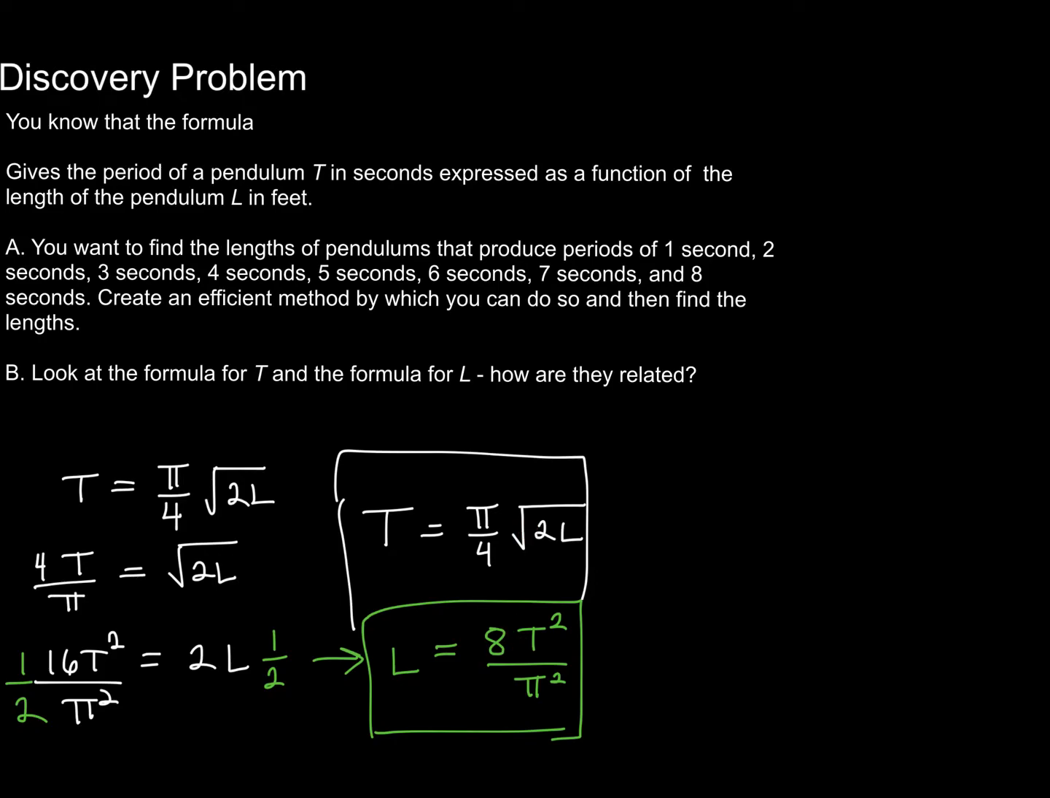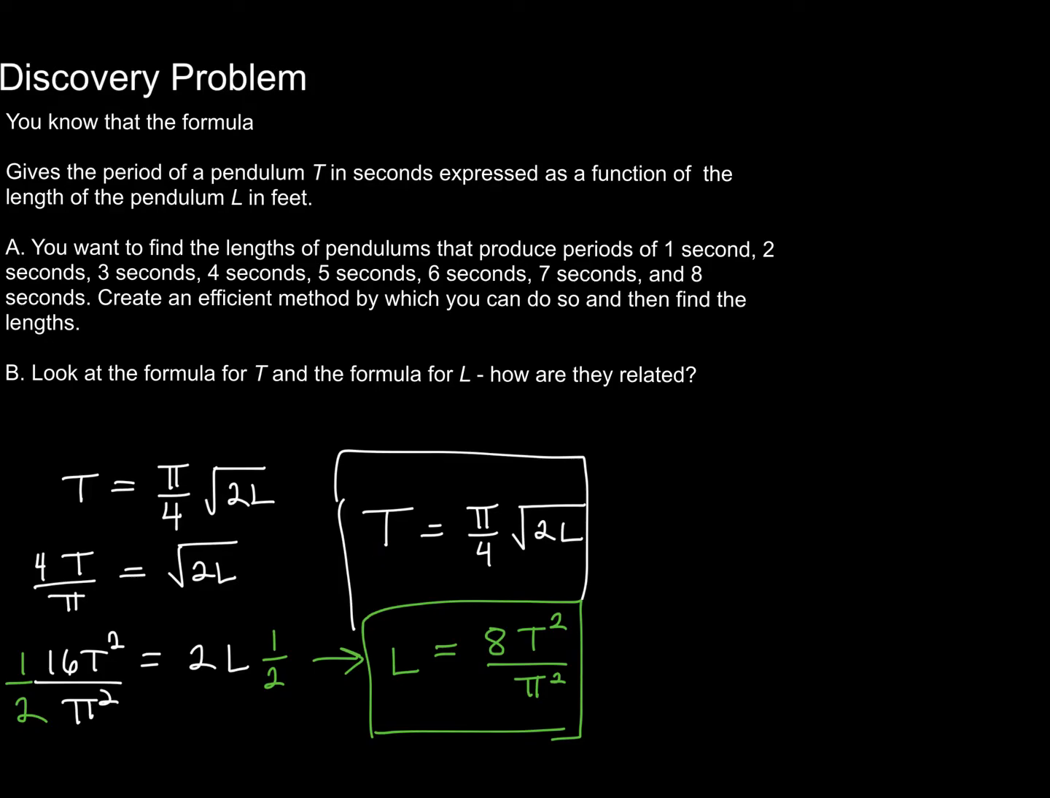What's the relationship between a square and a square root? Remember, they're inverses of one another. And so that's why we call these two functions inverse functions of one another. In other words, one gives you t if you plug in a value of L, and the other will give you L if you plug in a value of t. And this is exactly what we mean when we say inverse functions.